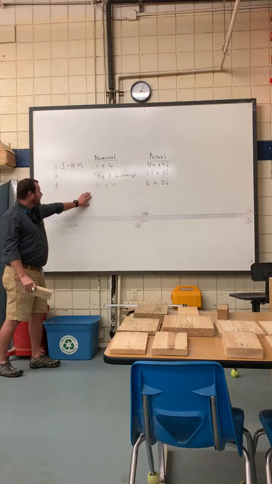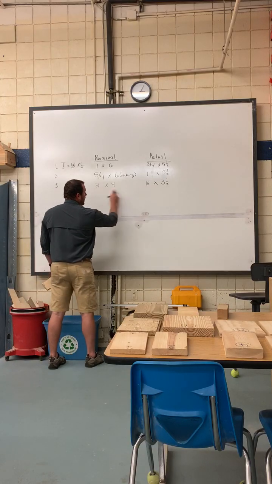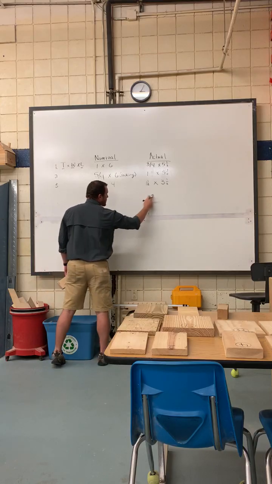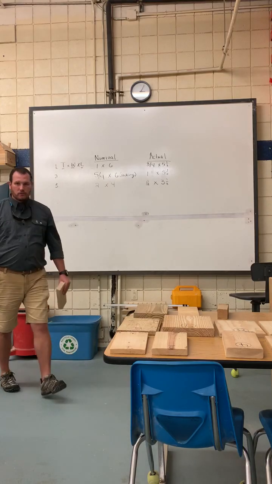This is fairly easy to remember. If you look at the relationship between these, 1.5, they took off a 1/2 inch from the 2, they took off a 1/2 inch from the 4, so you got 1.5 by 3.5.